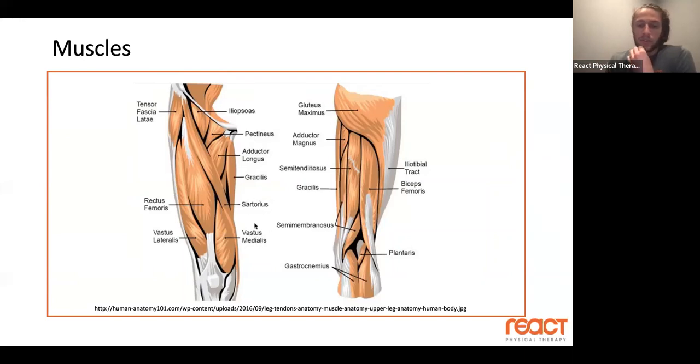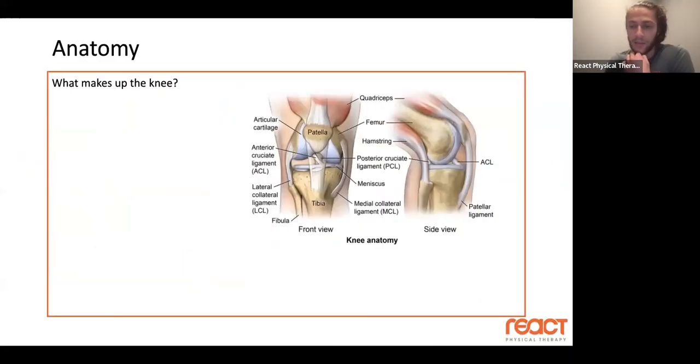You have more with the sartorius and the gracilis, both of which attach just below the knee joint on the inside. It's a place called the pes anserine. Unfortunately, I don't think I have a good, we kind of do. So it'd be kind of over here, basically. That's where those muscles will go on to insert.